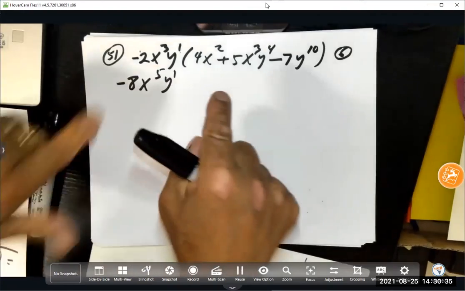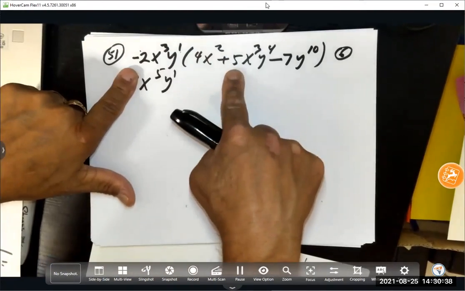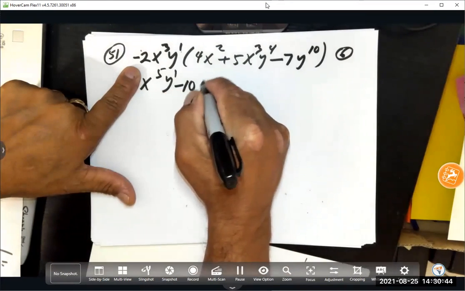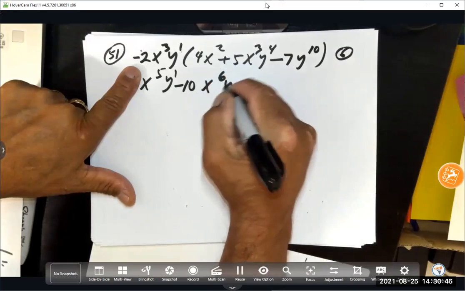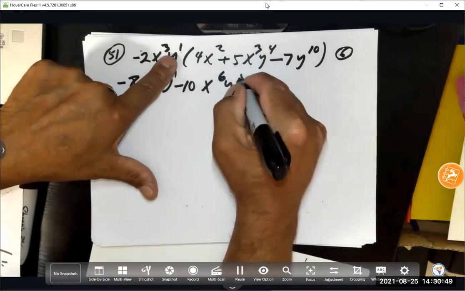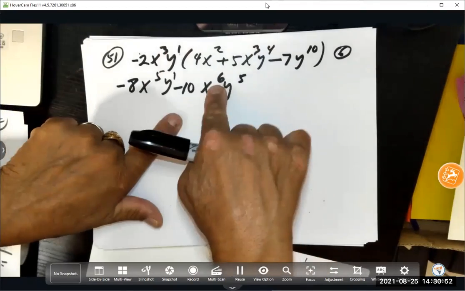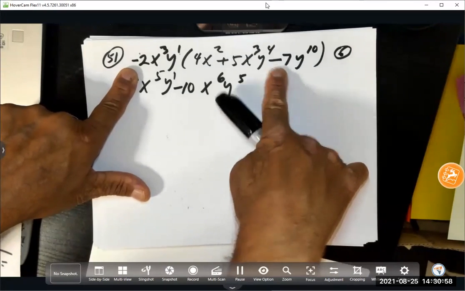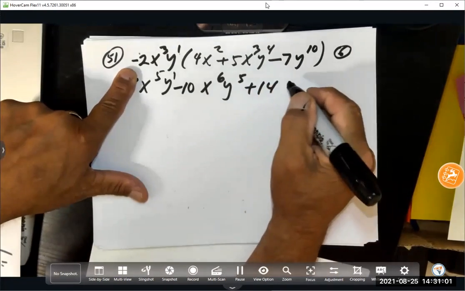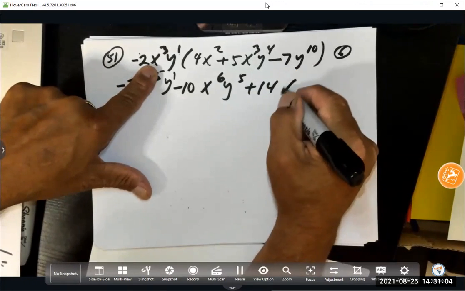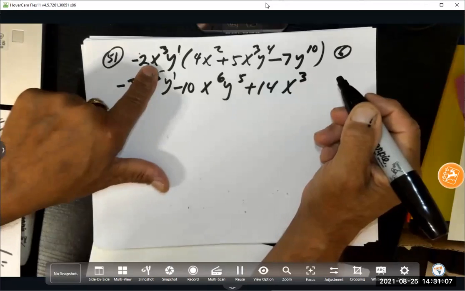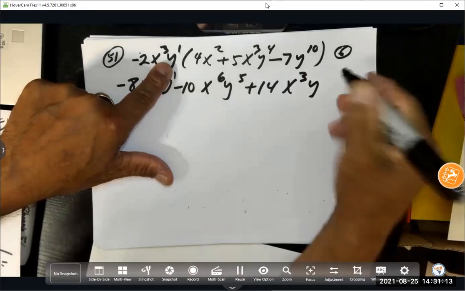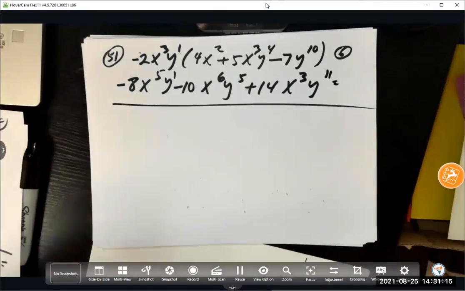Yes. All right, now the next one. This one times, negative 2 times 5 is negative 10x to the 6th power and y to the 5th power, because 1 and 4 is 5, 3 plus 3 is 6. Now the next one. What is that? Plus 14. x^3, there's nothing that affects it, leave it alone. y1 and y10, how many is that? 11. All right, yes or no? Think about it.